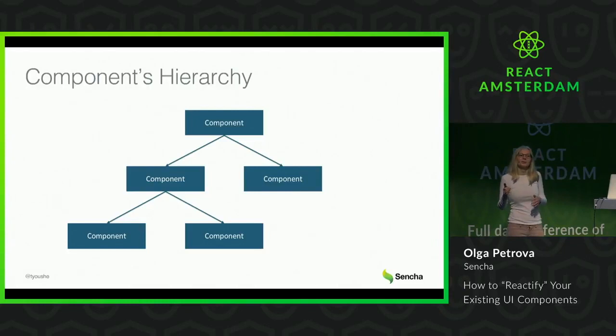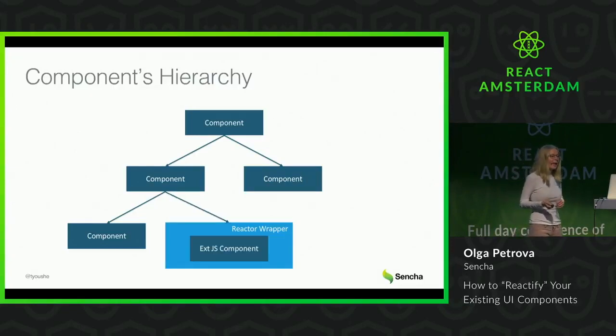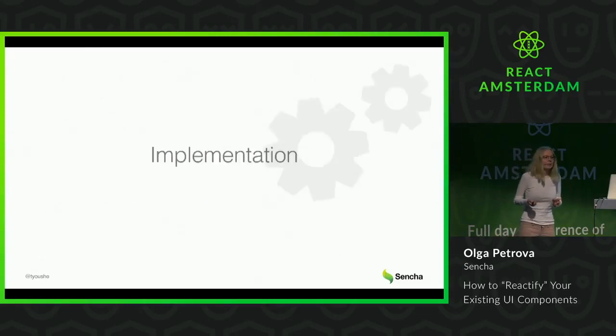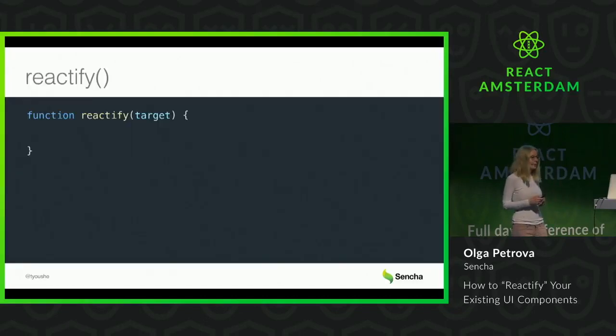The most interesting task is to embed an Ext JS component, or any other UI component, in a React component hierarchy. Here is the simplest React component hierarchy, and the wrapper should allow us to add a third-party component not only as a leaf component, but it should also be possible to add standard React components as children to our component. So how could you implement this?